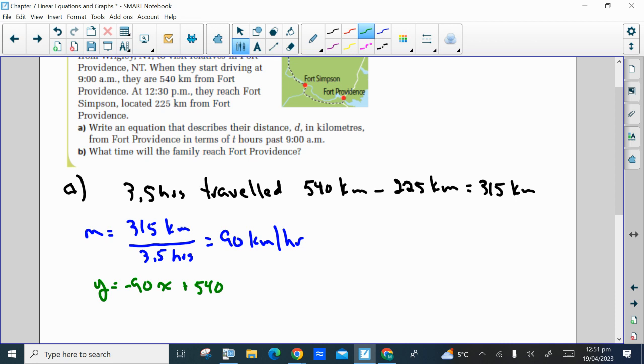The more time goes by, the closer you're getting to the destination. However, we probably want to write this equation in terms of d and t. D, the distance in kilometers away from Fort Providence, would be negative 90 times t plus 540, where again t is the time in hours, the number of hours past 9 a.m. Those two variables are already defined above.